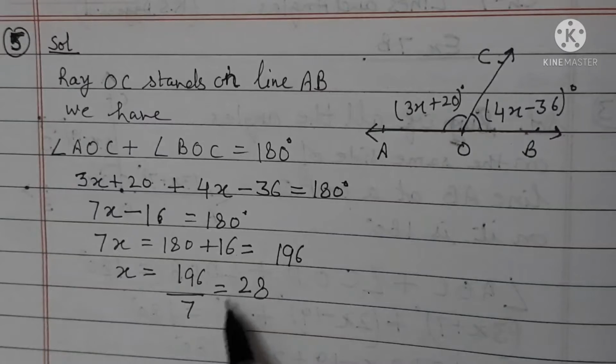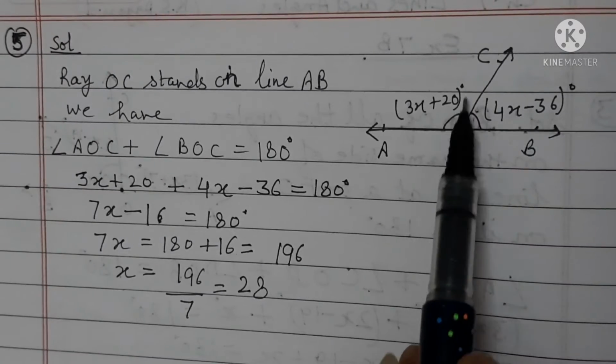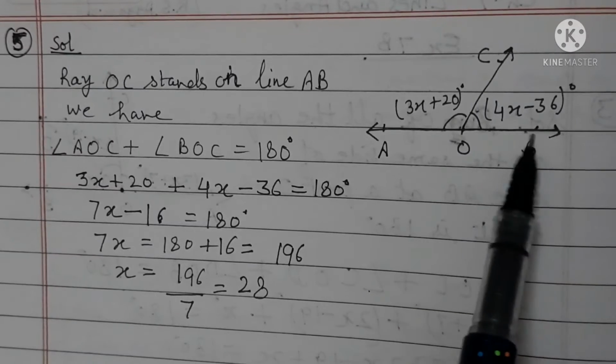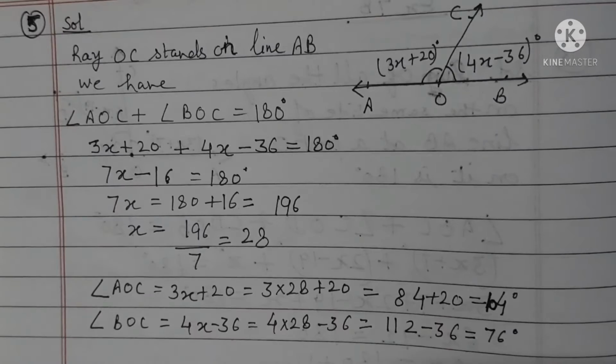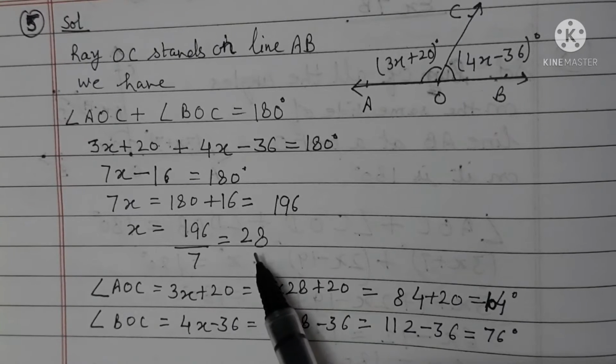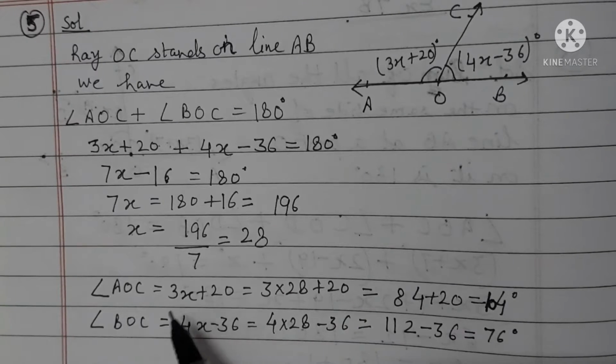Now substitute the value of x in these two angles and you will get the angles AOC and BOC. Solve it. In the question, we only have to find the value of x. Here there is no need to solve the angles, but I have solved them, so it's okay.